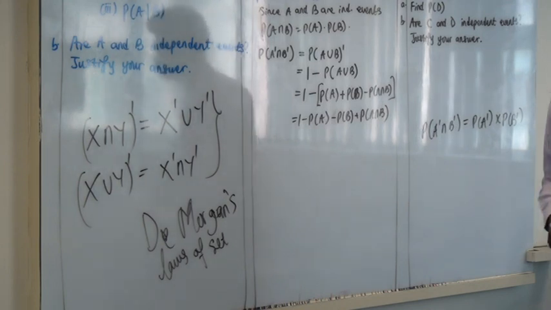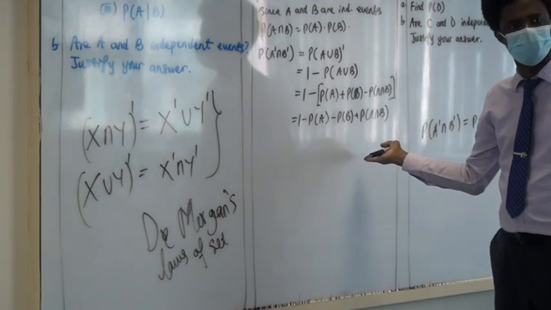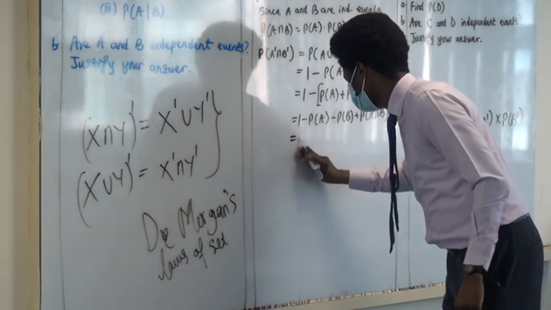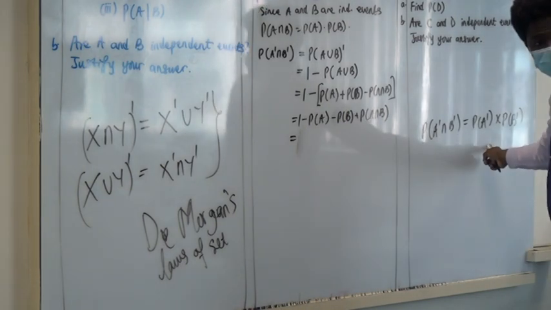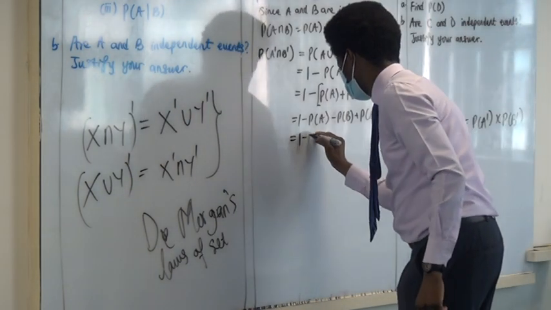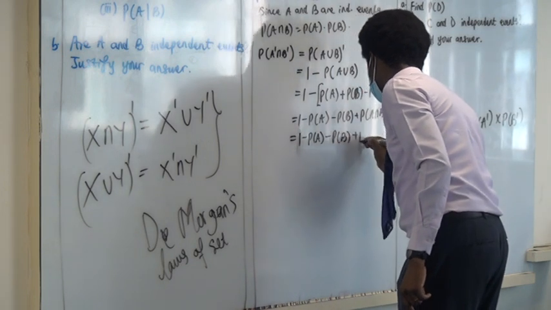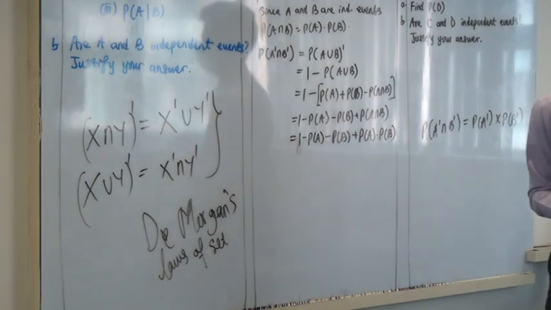From probability of A intersection B equals probability of A times probability of B. So we use the independence property now. Remember, this is what we are trying to simplify, and we must get this. So 1 minus probability of A minus probability of B plus probability of A times probability of B. What next?